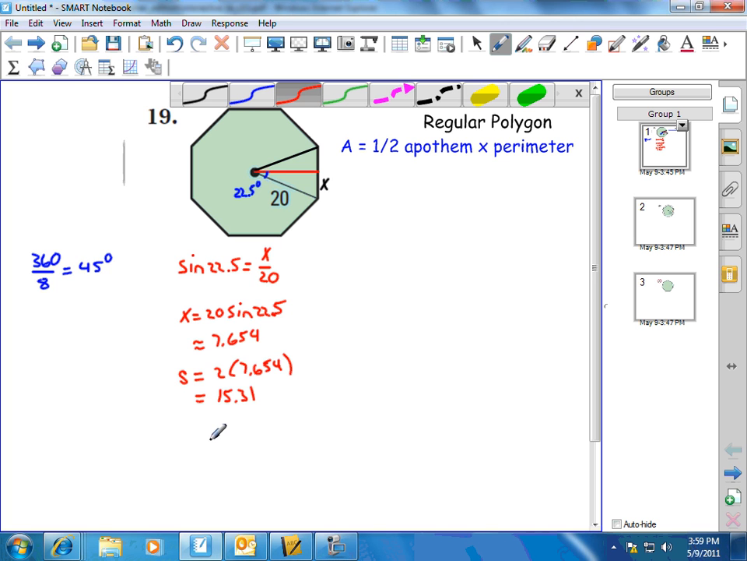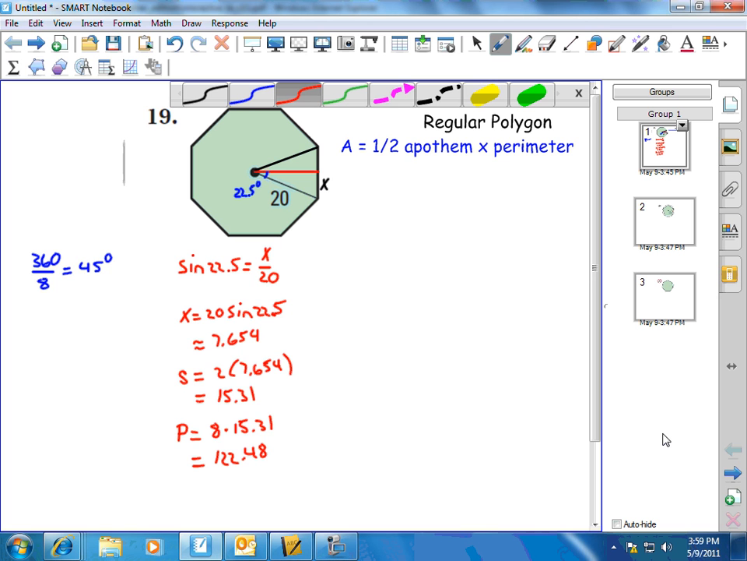Okay, so that's the side length, and then I've got 8 sides. So my perimeter is going to equal 8 times 15.31, which is equal to 122.48 units. Okay, so that's my perimeter.